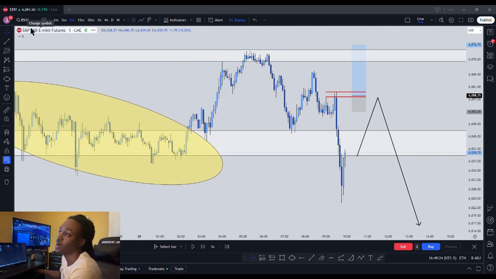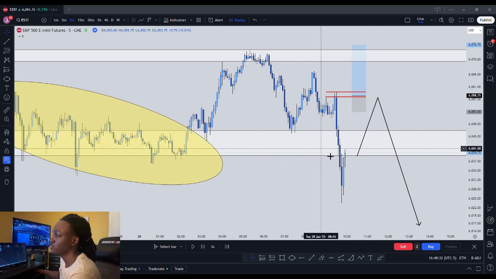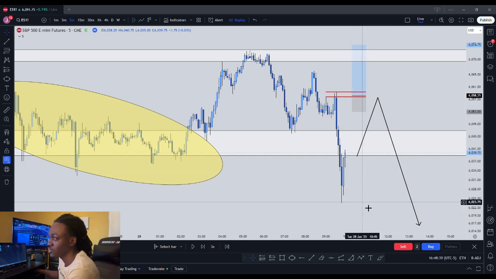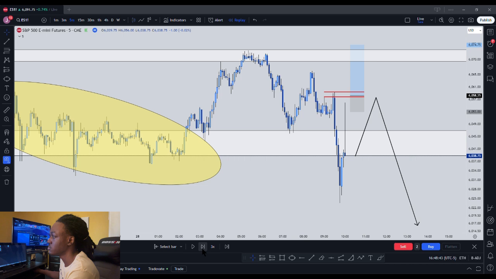Especially, and that's why I traded the other ES, because with this ES, I can't risk 57 points. That's like a $3,000 trade. I'm not doing that. So yeah, that didn't make sense. So let's just skip forward a little bit.